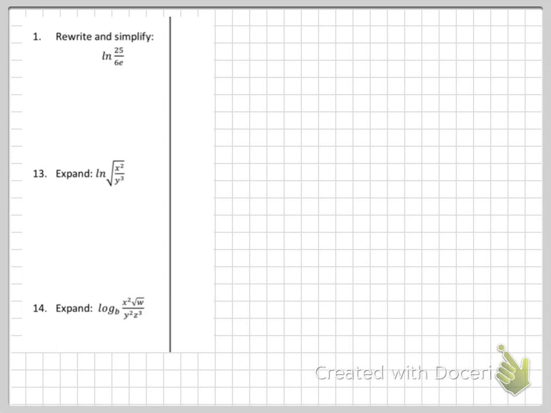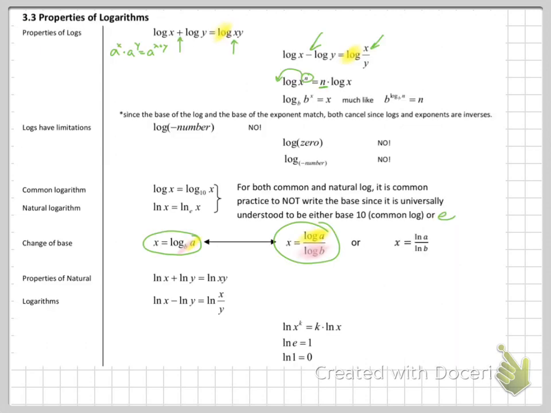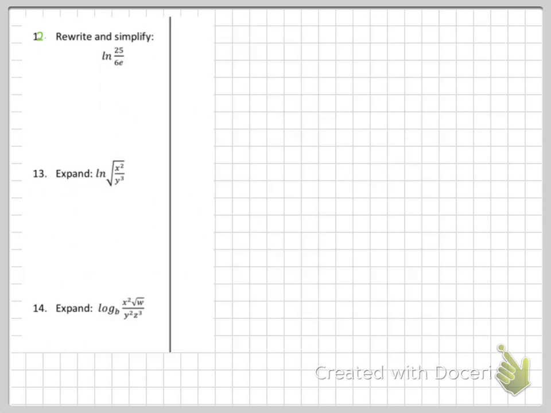Okay. I think the counting is continuing from last time, and this should be 12. So we are going to use these rules, add, subtract, and exponents, and we're going to rewrite the problem. So the first thing we should notice is that there's an e in the problem, but we have to separate that out in order to be able to deal with it. So I see division. Division means I could write these as subtraction. Natural log of 25 minus natural log of 6e.